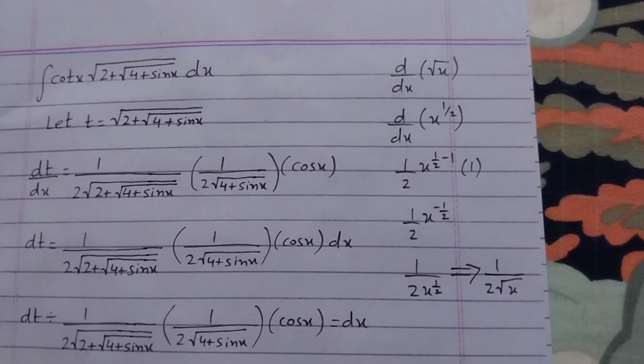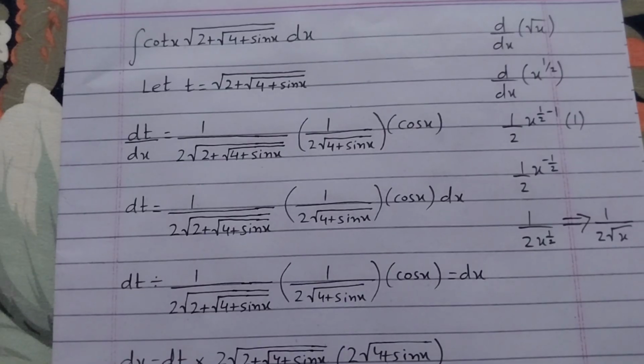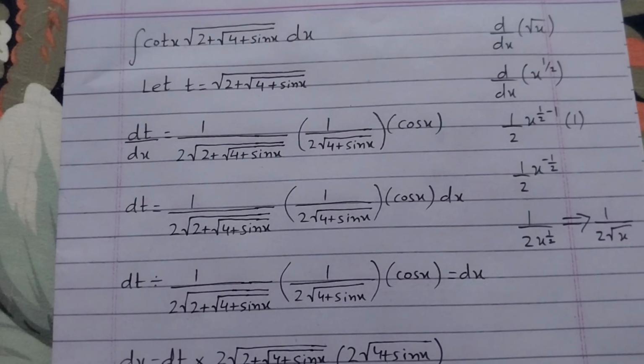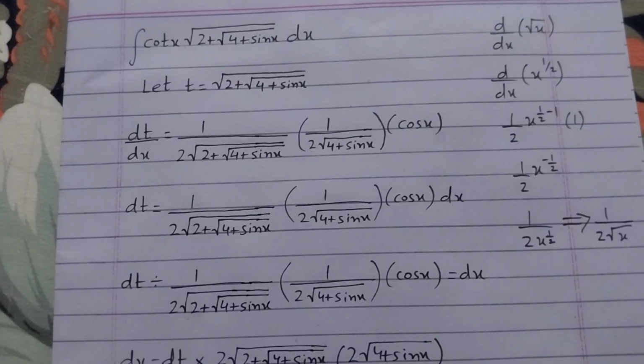So here we have basically square root of 2 plus square root of 4 plus sine x. So this 2 plus square root of 4 plus sine x is written inside that big square root. So its derivative will be 1 over 2 times square root of this entire thing, 2 plus square root of 4 plus sine x. And then we take the derivative of this inside expression. So when we take the derivative of this inside expression with respect to x, what is written? 2 plus square root of 4 plus sine x.